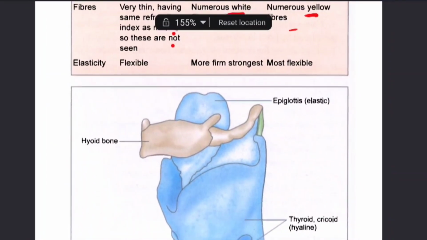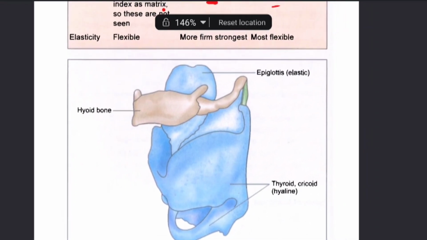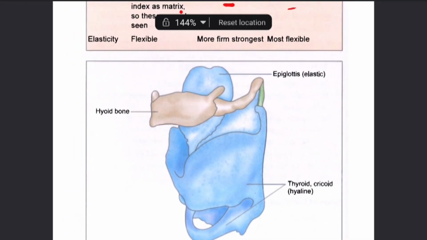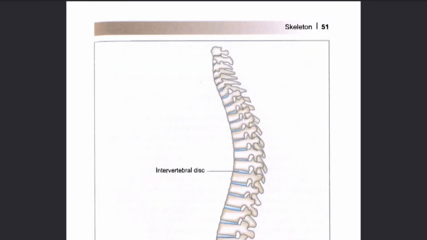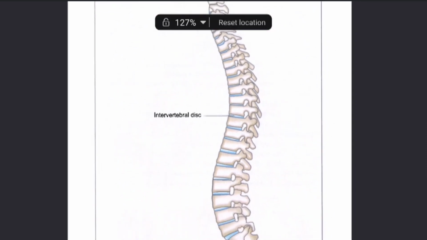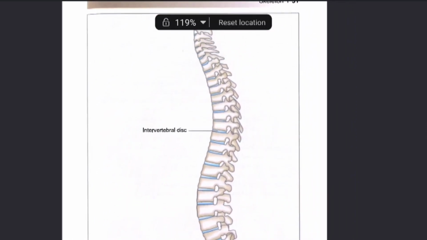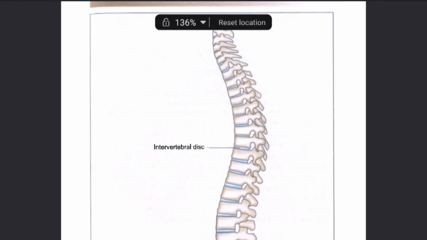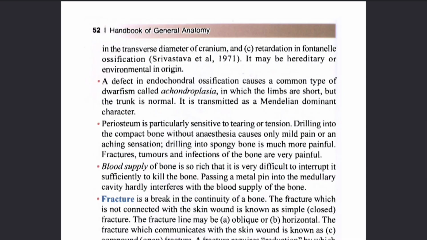Fine. You can see here the hyaline cartilage. You can see it is very uniform. We can't see fiber-like structures. It is bluish white in color. So this is the epiglottis. This is the thyroid or cricoid cartilage. So next we'll go to fibrous cartilage. If we talk about the vertebral disc, you can see the fibrous cartilage. It is glistening white and it is present in between the vertebrae. It is basically forming the intervertebral disc.